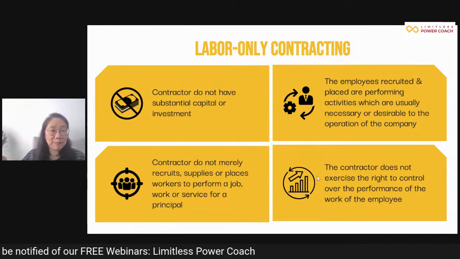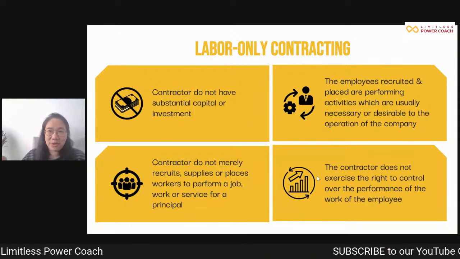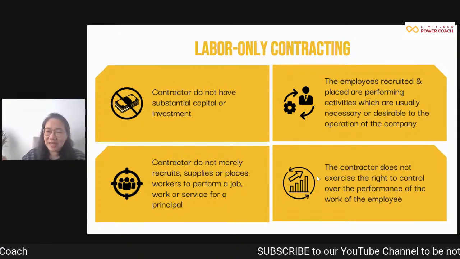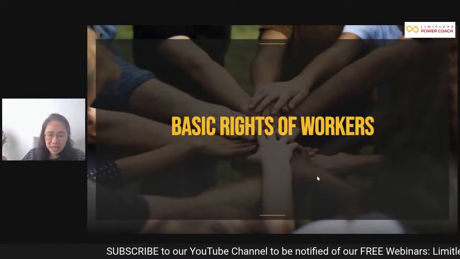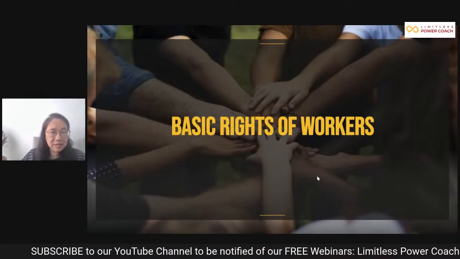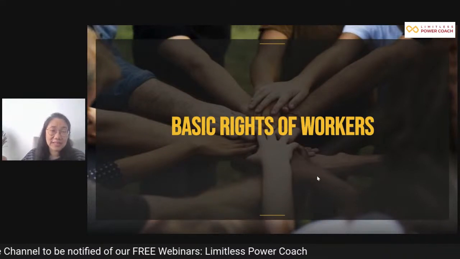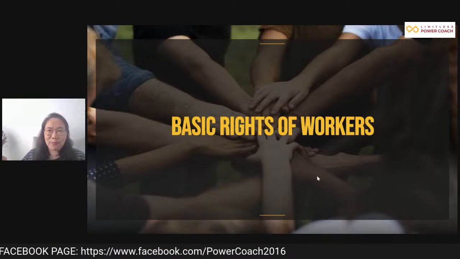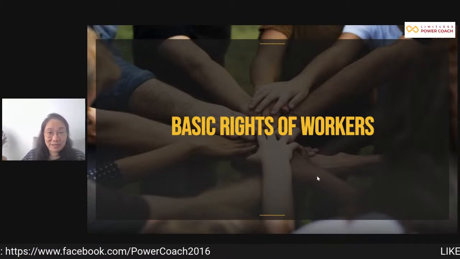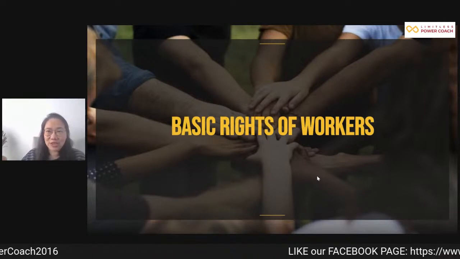So be mindful of that, because we may be bordering on what we call labor-only contracting. As I've mentioned to you, all of these are set by the government to protect the rights of our employees. And while I understand most of you are already familiar with the rights of employees, it would be good as well to review and refresh ourselves.